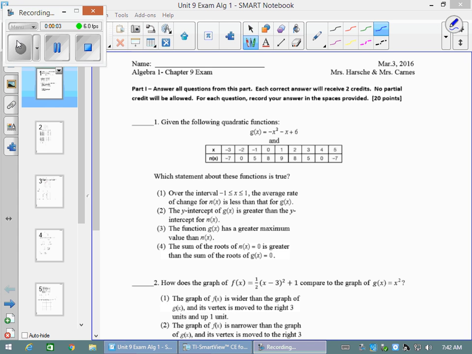Which statement about these functions is true? So you have two different functions. You have the function g of x given by the equation and the function n of x given by the table. So what you want to do is go through each choice and try each one out.